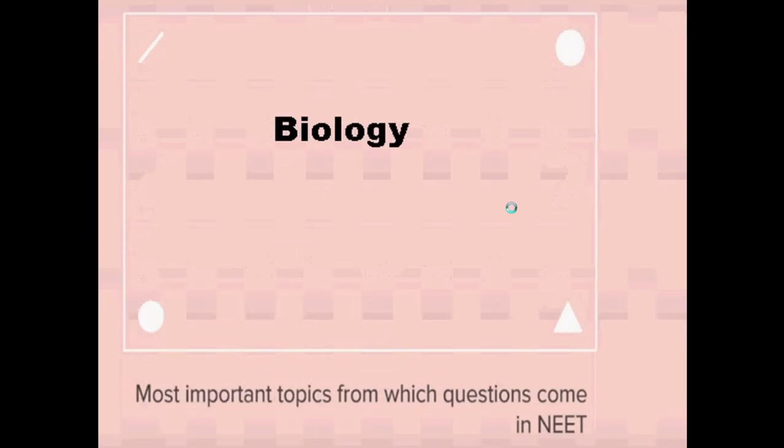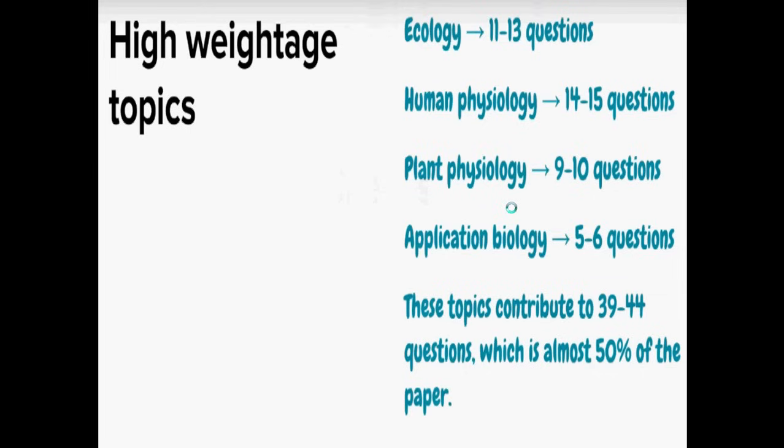Let's talk about biology in depth. Since biology has the highest weightage, I suggest you do ecology, from which 11 to 13 questions will be asked. Then human physiology, from which 14 to 15 questions will be asked. Plant physiology, 9 to 10 questions. Applied biology, 5 to 6 questions. These topics contribute 39 to 44 questions, which is almost 50% of the paper. Guys, just think on it.